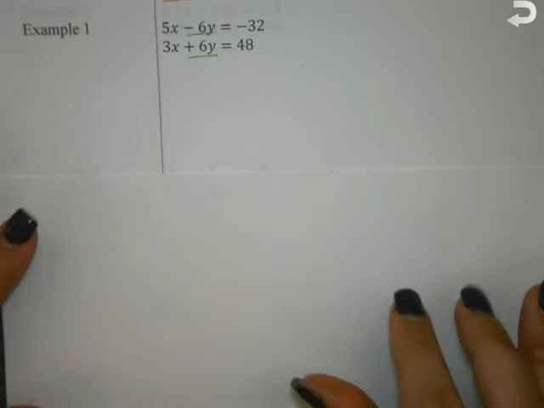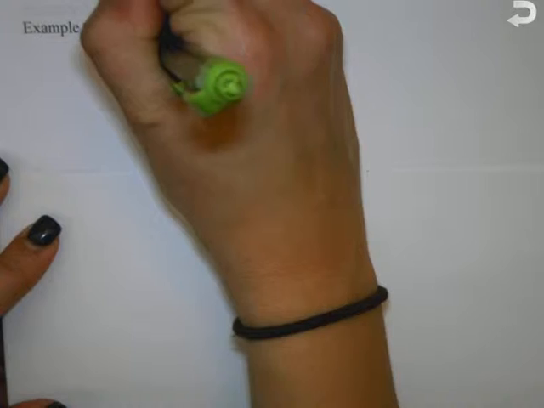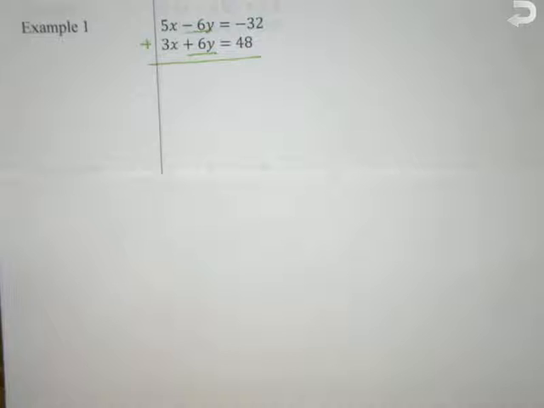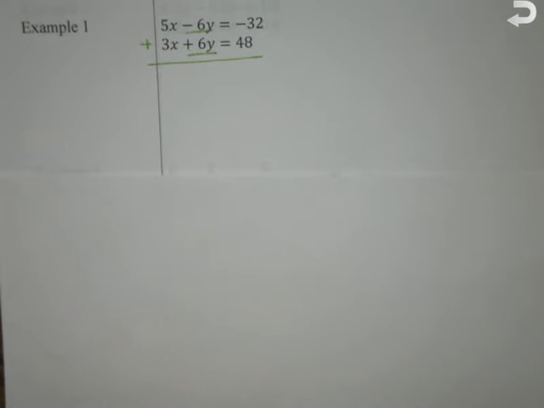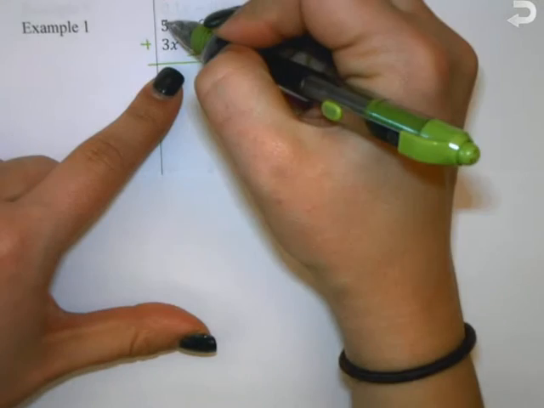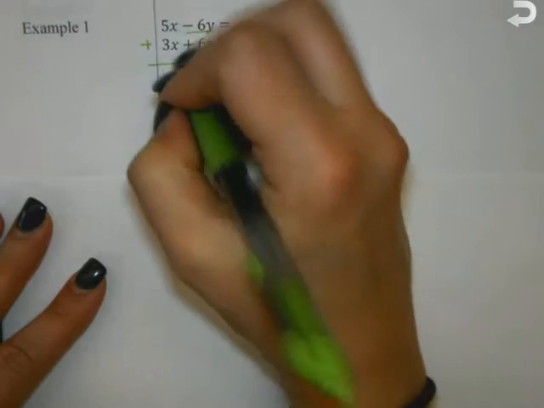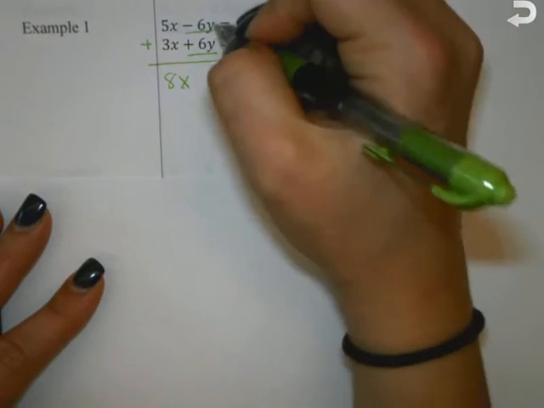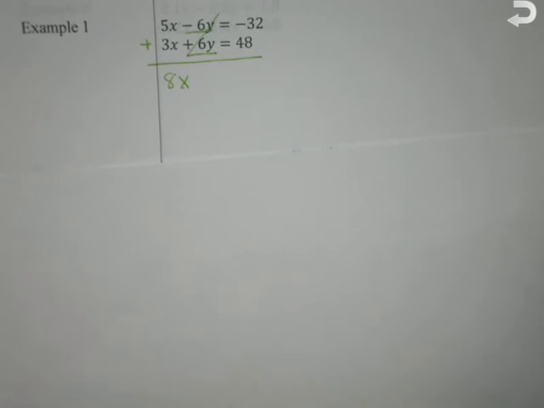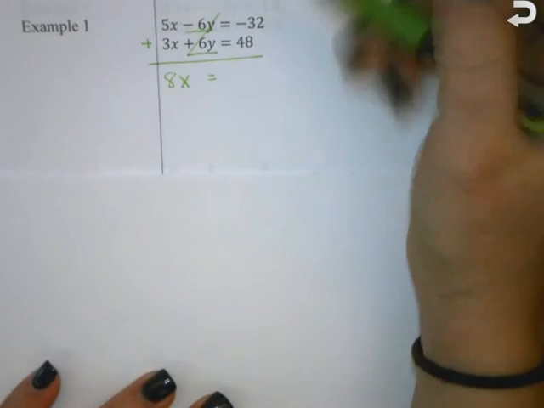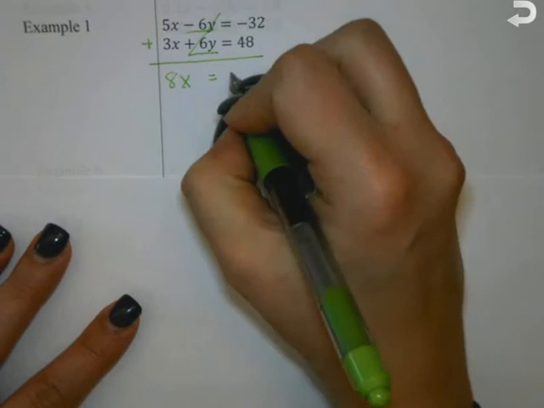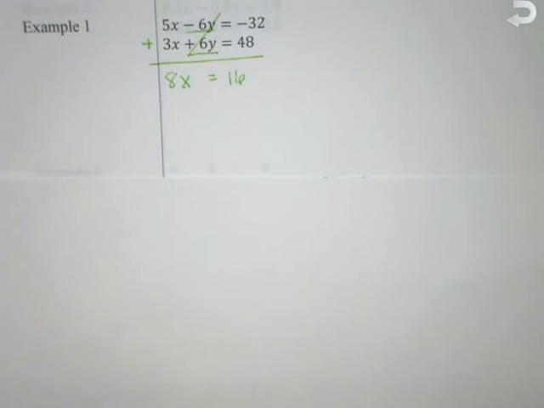Step 2 was to add both of the equations straight down. So we're going to put a plus and our addition bar right underneath it, and we're going to combine these two linear equations. That's why this is called the linear combination method. Because look, what's 5x plus 3x? 8x. What's negative 6y plus 6y? 0y. So we just eliminated the y's. Equals negative 32 plus 48. What does that give me? Positive 16. And now I just have 8x equals 16.